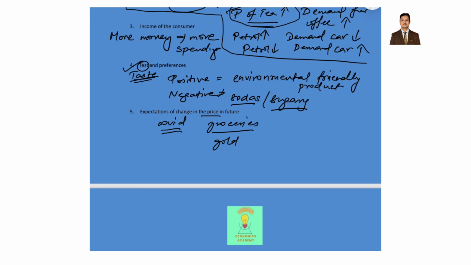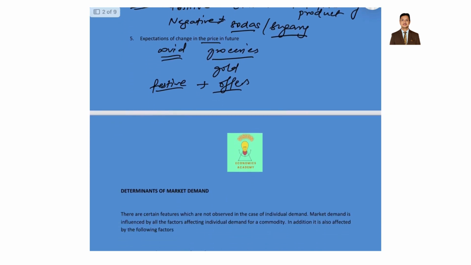Now, sometimes we postpone our demand also, in expectation that the price may fall. So we do this mostly during the festive season, right? Because in the festive season we get a lot of offers. So rather than buying right now, we postpone our buying, and we buy it whenever there are offers, okay, festive offers.